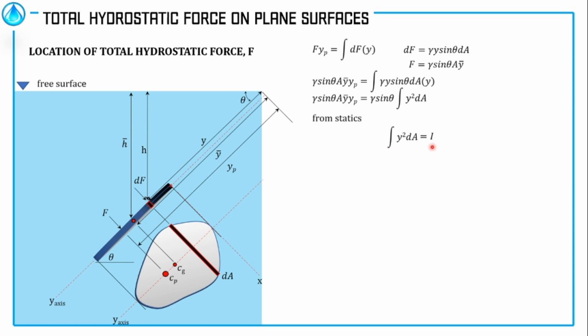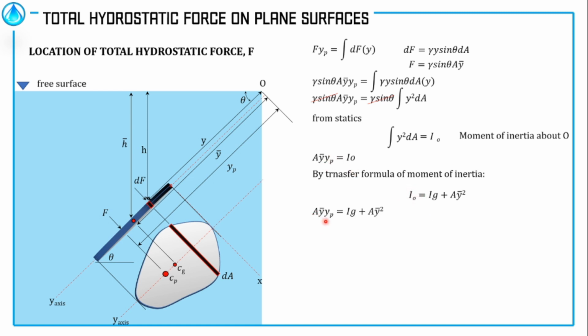In our case, this moment of inertia is about this point O. Therefore, we can now substitute this to this equation and cancel the same variable. Therefore, we have this equation. By the transfer formula of moment of inertia, substituting now this equation to this one, we have this. Then solving for yp, we have this one. Simplifying further, we'll give this one.